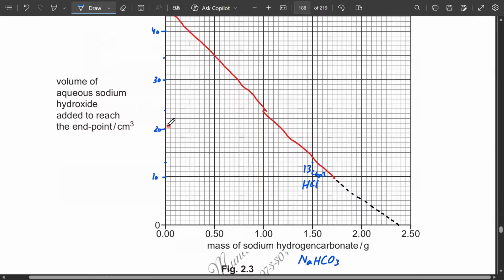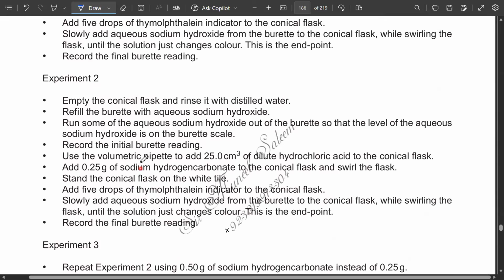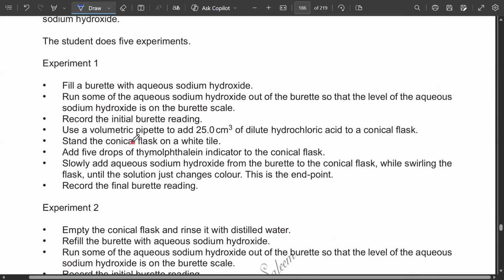If you go back to the statement of the question, it asks you to use a thymolphthalein indicator over here. This is not a universal indicator. All the other indicators apart from the universal indicator will give you only 2 to 3 different colors. They can be 2 colors, or there could be 3 colors.